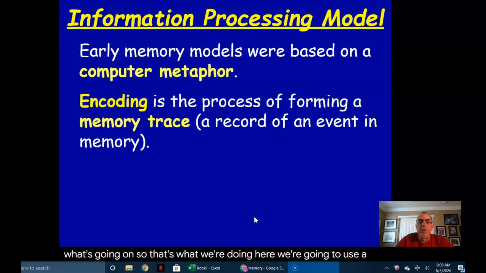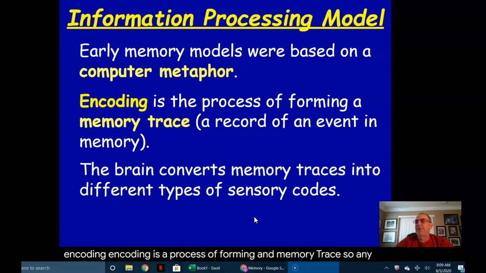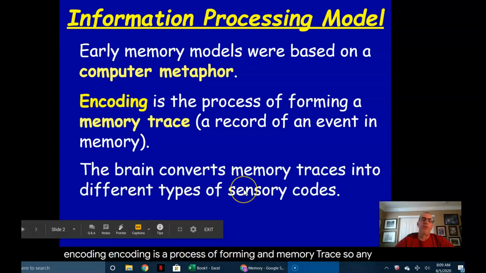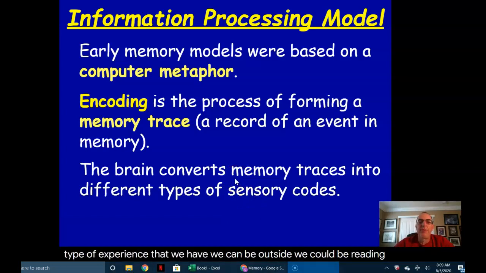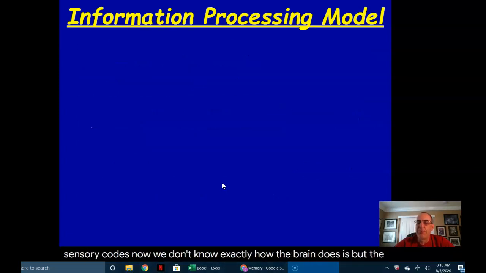There are three stages of information processing. Number one is called encoding. Encoding is a process of forming a memory trace. Any type of experience, whether we're outside, reading a book, or riding a bicycle, whatever it may be, can be encoded as a memory trace. The way that we do this is that the brain converts these traces into different types of sensory codes. We don't know exactly how the brain does this, but the brain is able to talk to itself in these sensory codes.